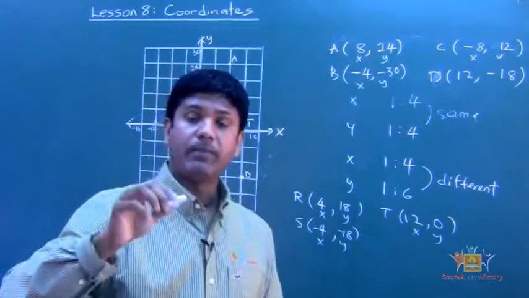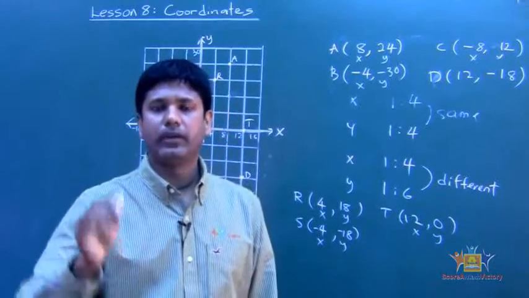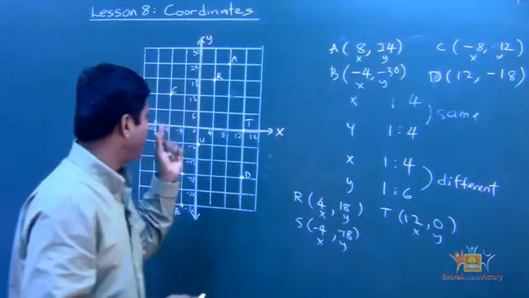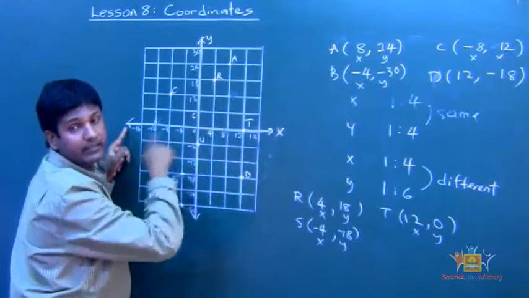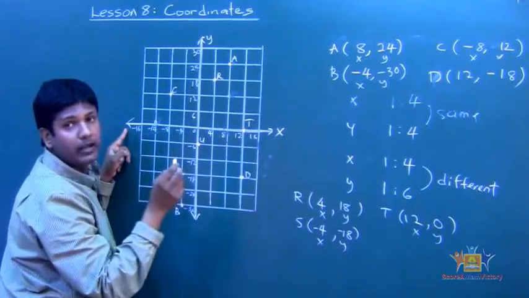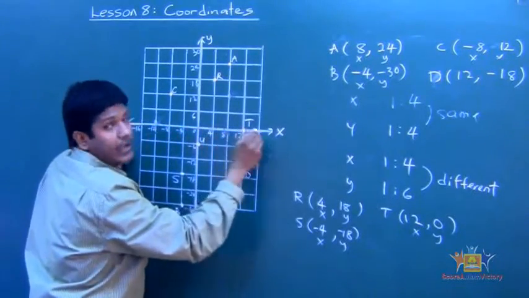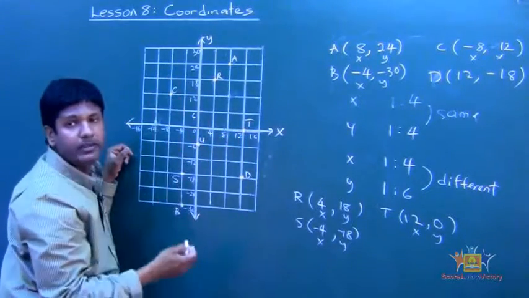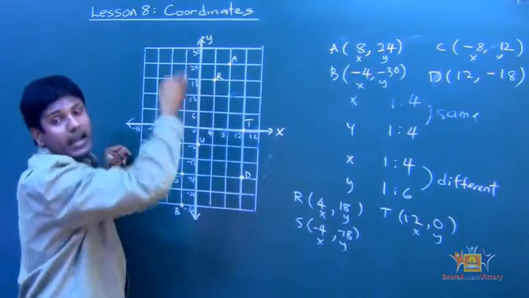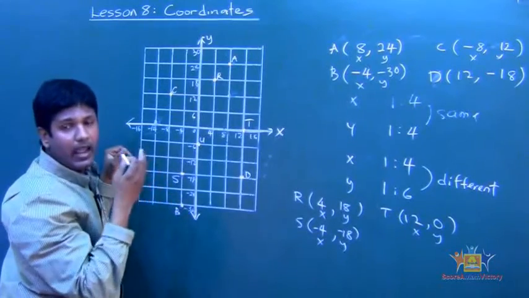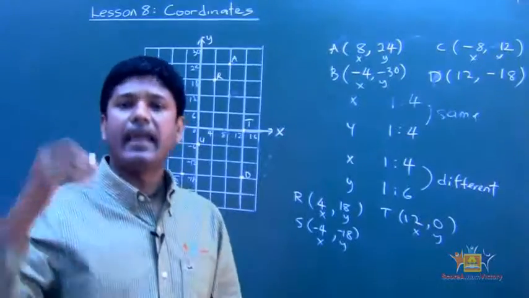If the point is on top of the y-axis, then x equals 0. Okay, so let me repeat again. When a point falls anywhere along the x-axis, y will become 0. No matter where it falls, anywhere along the x-axis, y will always be 0. Now if the point falls along the y-axis, then x will always be 0. No matter where on the y-axis it falls, x is 0.